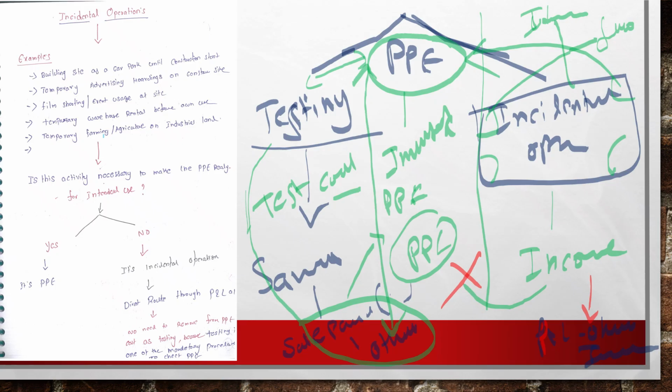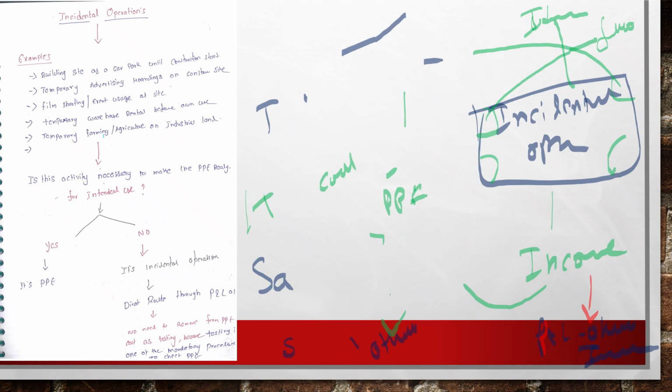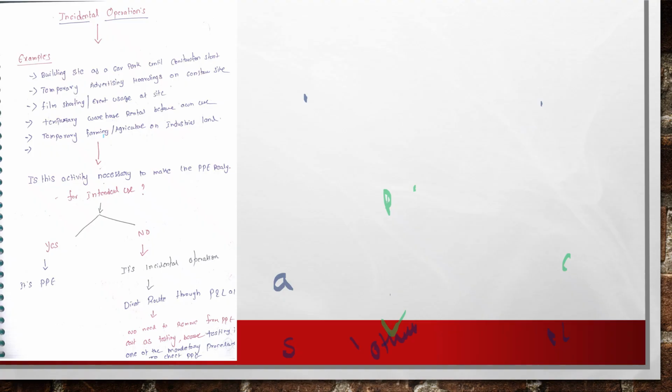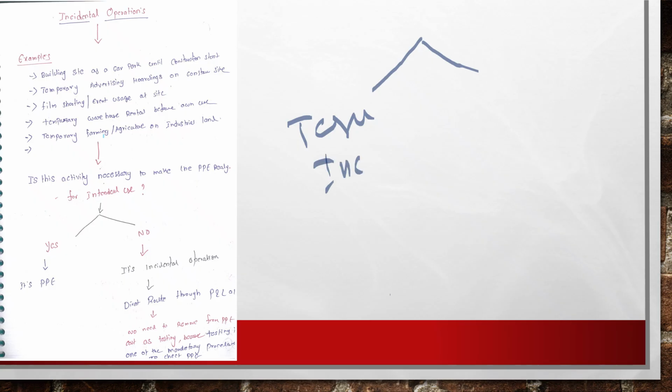ICAI will definitely ask this kind of question. They will give one testing income and also one incidental operation income in the question. So students may get confused: either both will be transferred to other income, or both will be reduced from PPE. Both are incorrect, right? You should reduce the testing income from the testing cost, or else from the PPE cost.